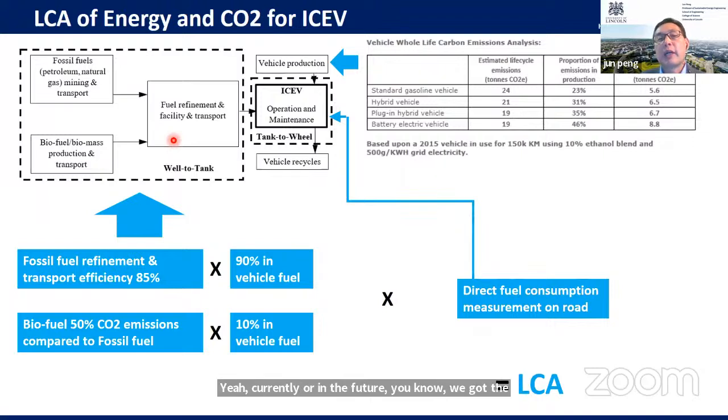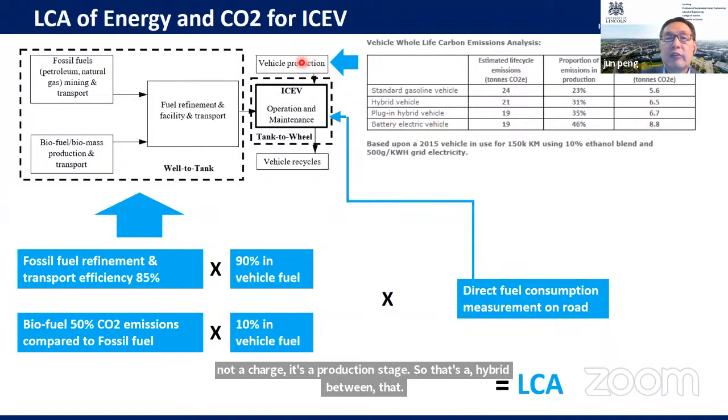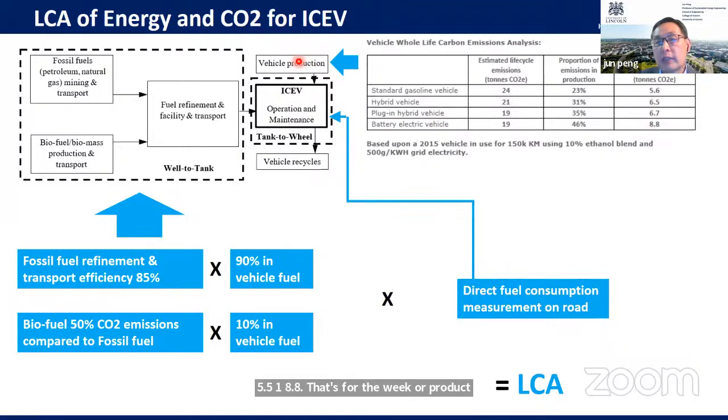Life cycle talks about starting from the vehicle side, from vehicle production: how much CO2 it releases. Like here, a standard gasoline vehicle on average releases roughly 5.6 tons of CO2-equivalent greenhouse gas emissions in production. A battery electric vehicle is 8.8 tons. We can see battery electric vehicle production produces more CO2 than a gasoline engine vehicle because battery production consumes more energy. It's not charging, it's the production stage. A hybrid is between 5.5 and 8.8. That's the vehicle production stage with current technology.